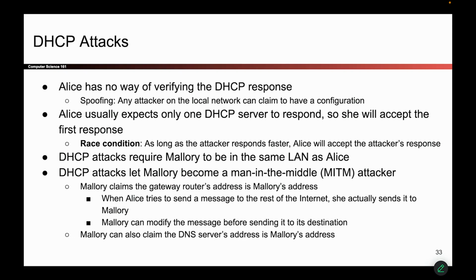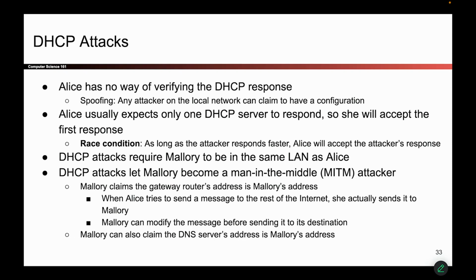When you're operating at these lower layers of abstraction, there is no built-in cryptography, so Alice doesn't have any way to verify whether or not the response came from a DHCP server or an attacker pretending to be a DHCP server. Anybody can claim to have a configuration, and because Alice just joined for the first time, she doesn't know who to trust.